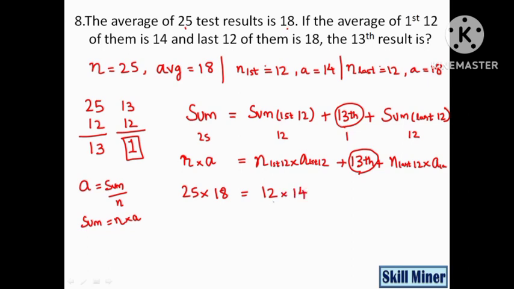The average of first 12 numbers is given as 14. The average of 25 results is given as 18. The 13th number we have to find. The average of last 12 numbers is given as 18. Okay. Now we are solving this.